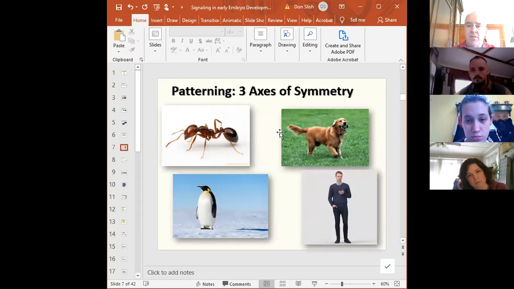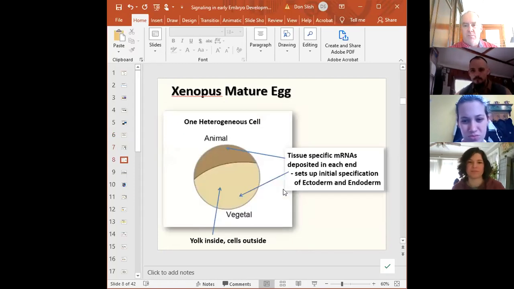This guy has got three axes of symmetry. This gentleman, I don't know. They could all be female. What the hell do I know? This is a male though. This is a male. And he's got three axes of symmetry as well. Okay. So that's my introduction to axes of symmetry.